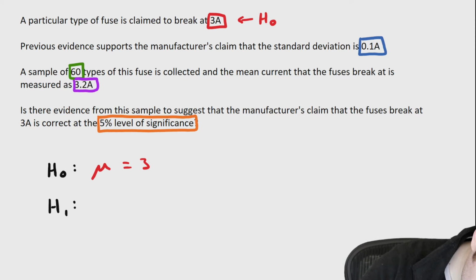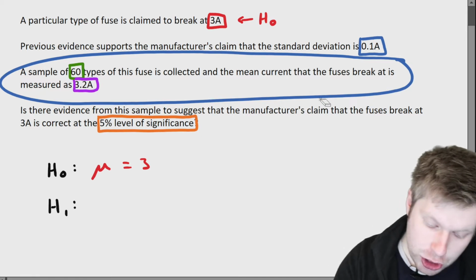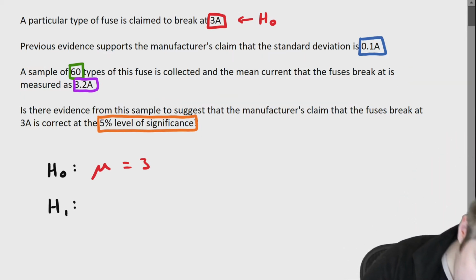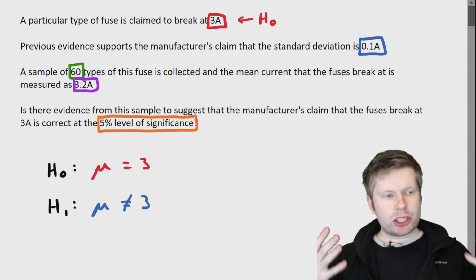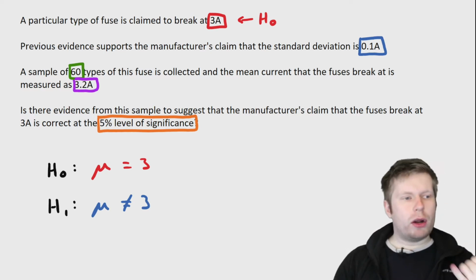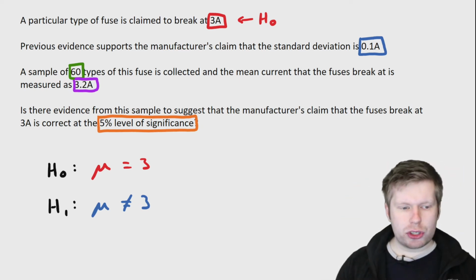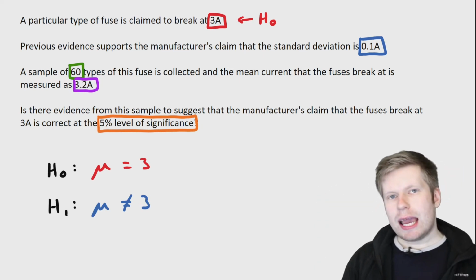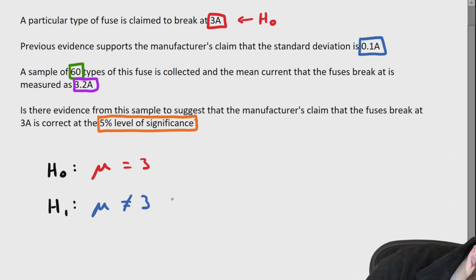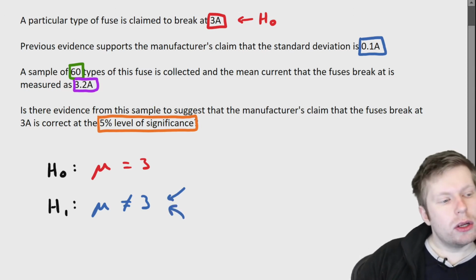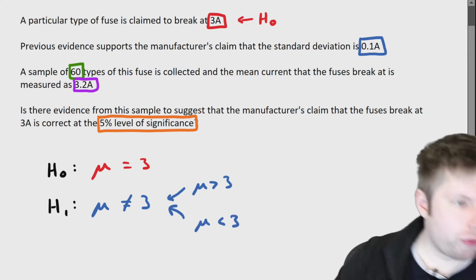H1, what's the alternative hypothesis? Well, I need to look at my sample. I'm basically needing to test whether it actually breaks at 3 amps or not. So I'm going to test: does it break when it's not equal to 3 amps? First of all, I'm assuming that the mean breaking point of these fuses is when the current of the circuit reaches 3 amps. That's my null hypothesis. That's what the manufacturer claims is true. My alternative hypothesis is that it doesn't break at 3 amps. It could be more than 3 amps, it could be less than 3 amps. So in other words, the way I'm going to interpret not equal to is that the mean could be more than 3 amps or the mean could be less than 3 amps.